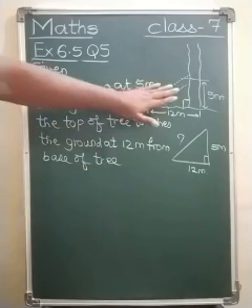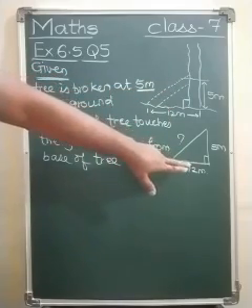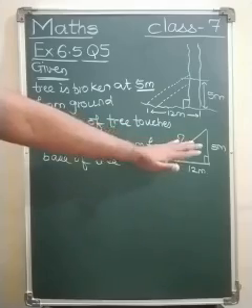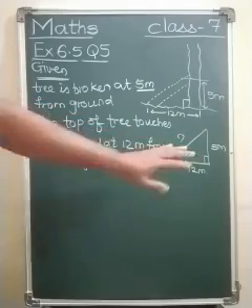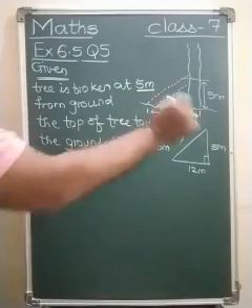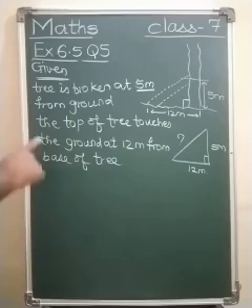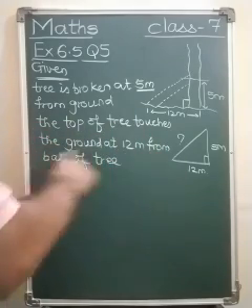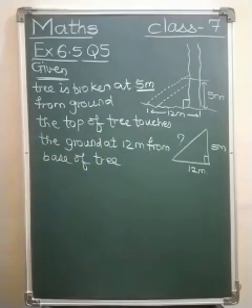So this figure you have to draw. If possible, draw this figure also, or else you cannot. If you skip this figure, no problem. But this figure you have to draw. This is just for the understanding I have told you. So, the top of the tree touches the ground at 12 meters from the base of the tree.